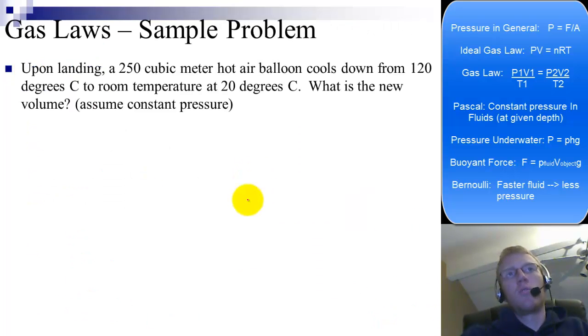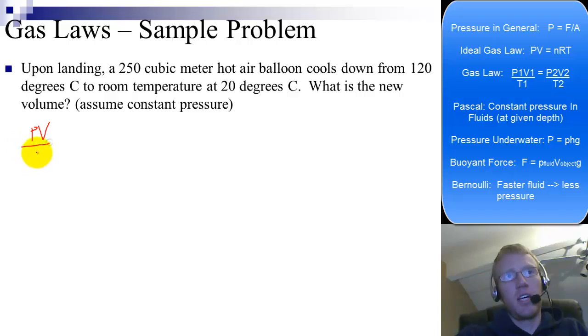Okay, let's do a little sample problem on this ideal gas law scenario to get the basics. Upon landing, a 250 meter cubed hot air balloon cools down from 120 degrees Celsius to room temperature at 20 degrees Celsius. What is the new volume? Assume constant pressure. So we start by saying, hey, this was an ideal gas, so PV over T at the beginning equals PV over T at the end. So we start by writing that down.